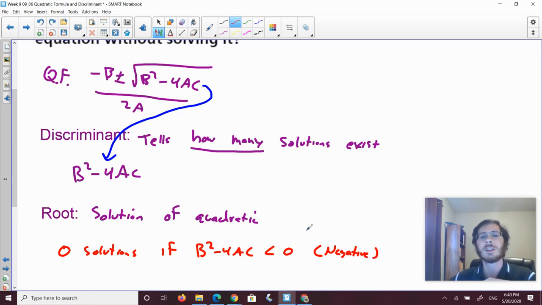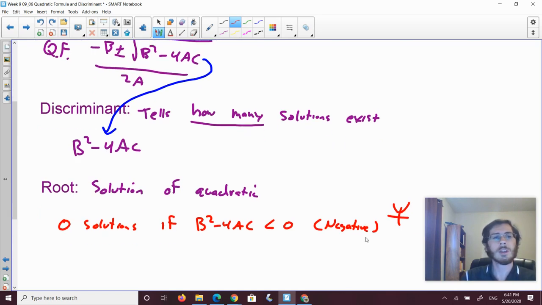So the math way to say it is to say if it's less than 0, you could say negative if you want. And again, if we did that, we'd get a graph that looks something like that, where we just don't hit the x-axis. So we get 0 solutions or 0 roots.